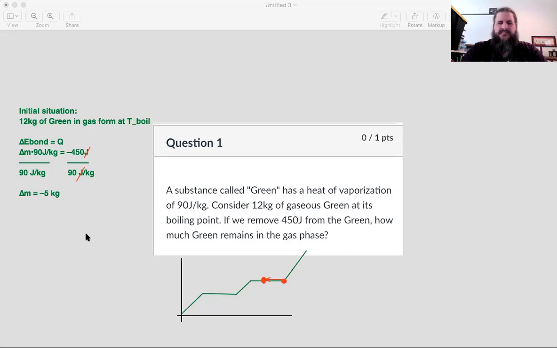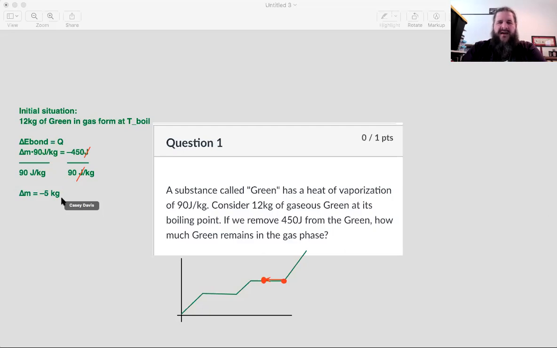Yeah, 5 kilograms turned into liquid. The negative signifies that we're losing 5 kilograms. Specifically, we're losing 5 kilograms of the higher energy state. Because remember, if we're using delta M, delta H without the plus or minus, delta M specifically represents mass of the higher energy state, which in this case is gas, because gas is a higher energy state than liquid. So if delta M for the gas is negative 5 kilograms, then we are losing 5 kilograms of gas.